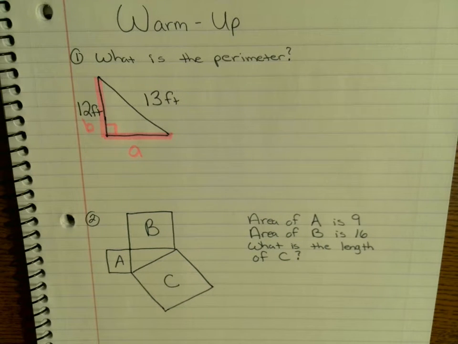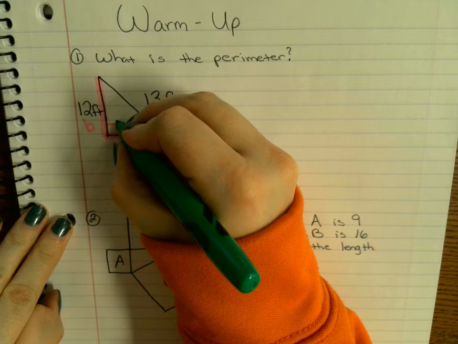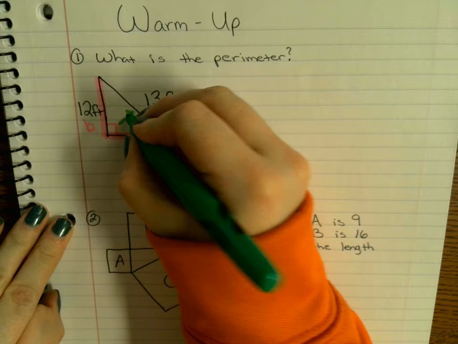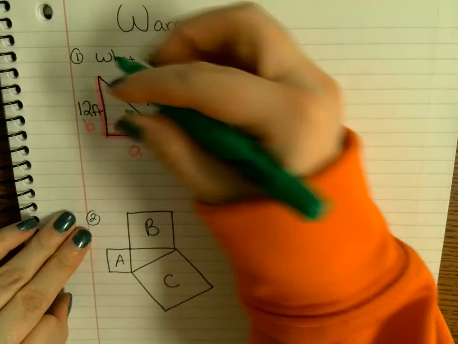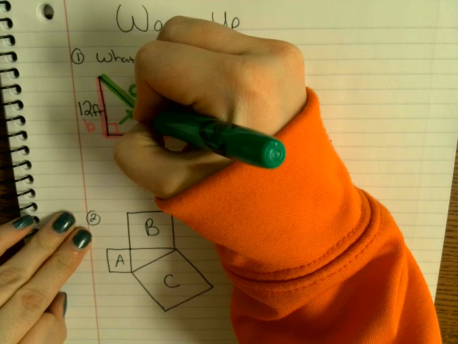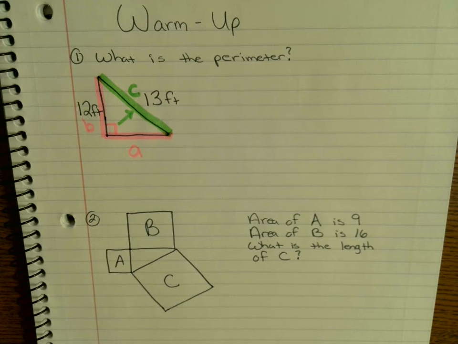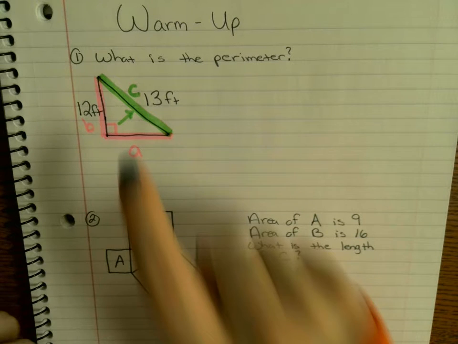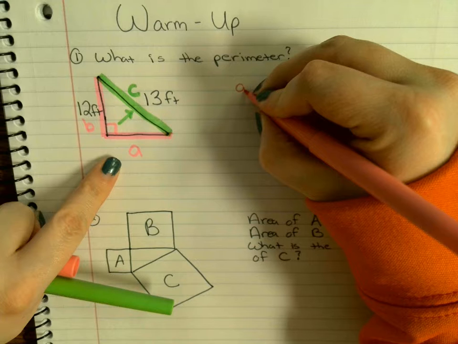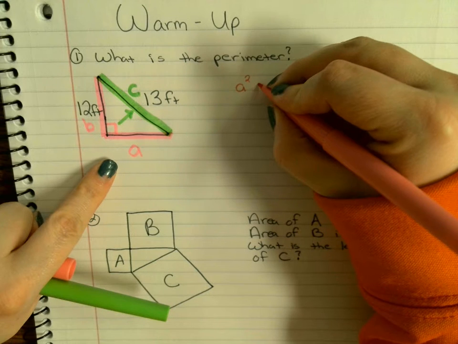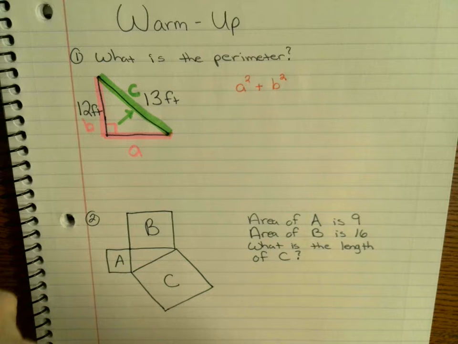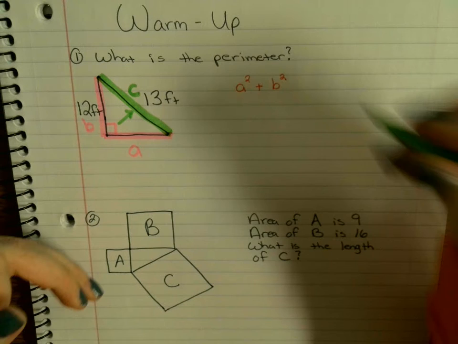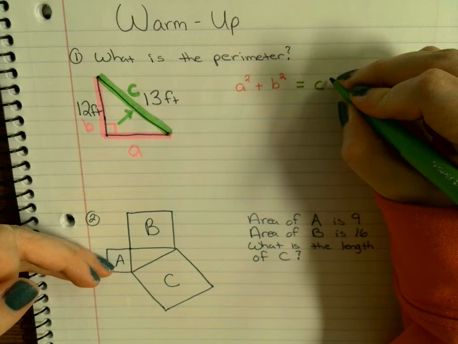If I look at the right angle and look at the side that is directly across from it, that's going to be measurement C, which we call the what? Hypotenuse. Good. The idea of the Pythagorean theorem is that when you have a right triangle, if you take A and square it, and take B and square it, and add those two squared values together, it's equal to C squared. So you have A squared plus B squared equals C squared.